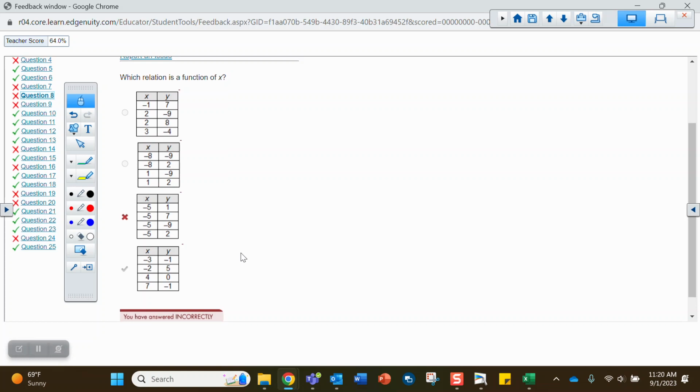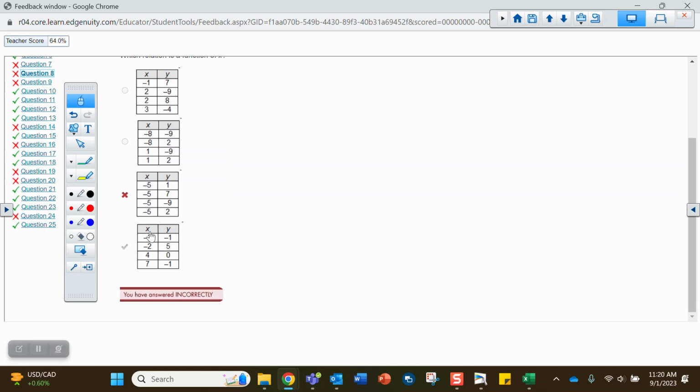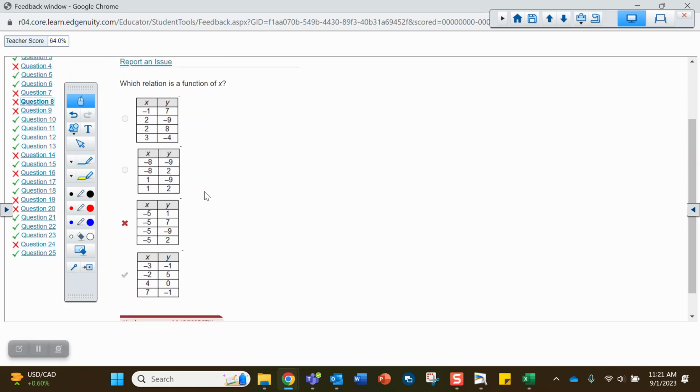Question 8 asks which one's a function. Remember, functions cannot have any x values repeated. So there's 2 2's in the first one. There's 2 -8's and 2 1's. There's 4 5's. Definitely can't be that one. It's this last one because there are no repeated x values. X values cannot repeat in a function.